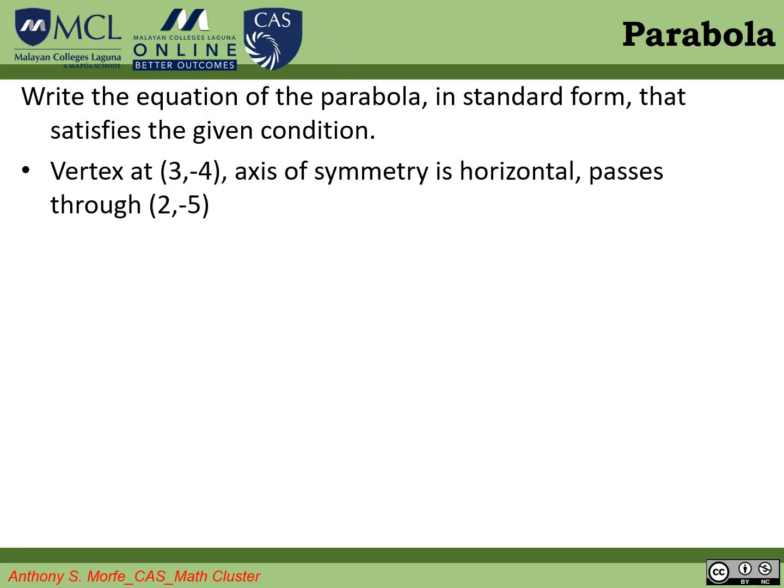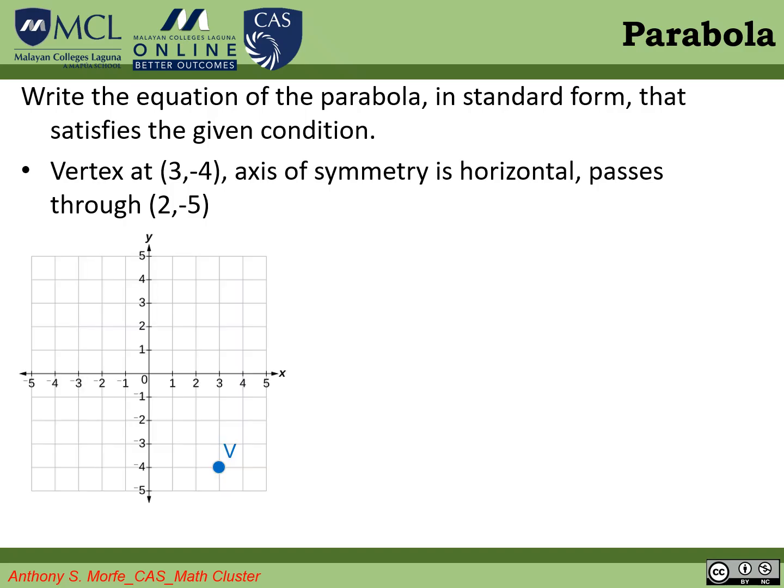How about this? Write the equation of the parabola in standard form that satisfies the given condition. So we're given here the vertex, coordinates (3, -4). Axis of symmetry is horizontal, passes through (2, -5). Okay, this is the solution, class. So plot the vertex. Vertex is coordinates 3 and -4. So 1, 2, 3, then -4 goes down 1, 2, 3, 4. So the vertex is here.